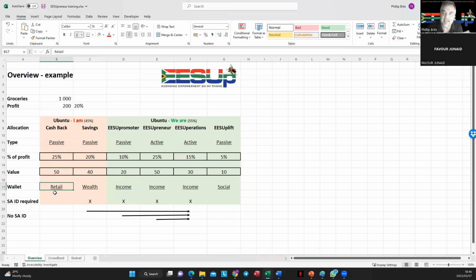Next to that allocation, you will see there's a little red line. That means it is already allocated to you, but it's not available to you. It only becomes available once you've collected your groceries. Once you've collected your groceries, you will see the red becomes green. But we already tell you upfront how much you are getting back on your groceries for that month. Okay, so all of that happens in the cashback column.